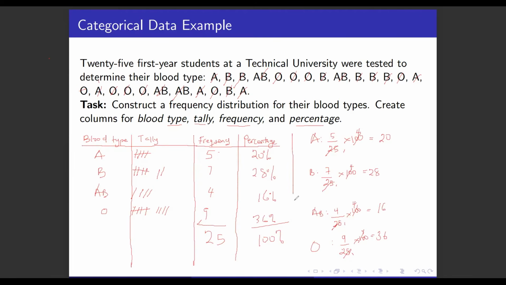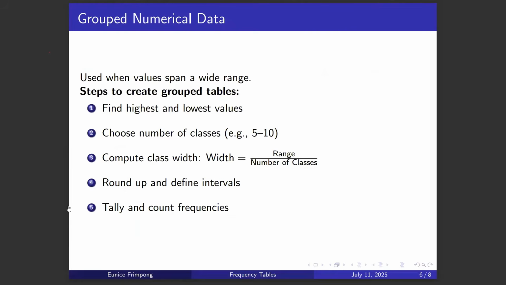So given this table, we have completed the requirements of constructing a frequency distribution for the blood types, indicating the column types: blood type, tally, frequency, and percentage. Our next example, or the next type of data we are looking at, is grouped numerical data and how to represent this in a frequency distribution.